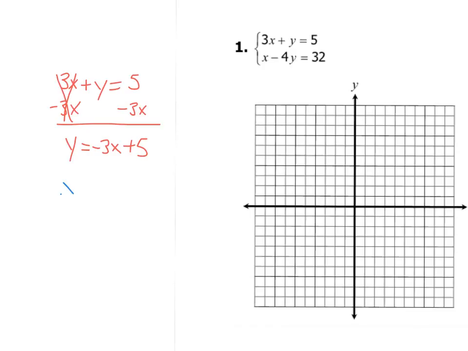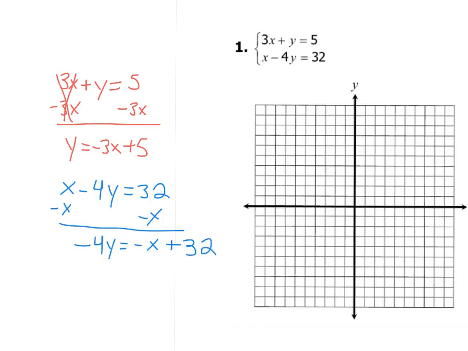I'll do the next one in blue. We have x minus 4y equals 32. So again, we want to get rid of the x first. And that would leave us with negative 4y equals negative x plus 32. Then we'd want to divide both sides by negative 4 in order to get the y completely by itself. And if we do that, the y's would cancel out, and we'd be left with y equals, these two negatives are going to cancel out as well. So that would be positive 1/4 x. And then 32 divided by negative 4 would be a negative 8.